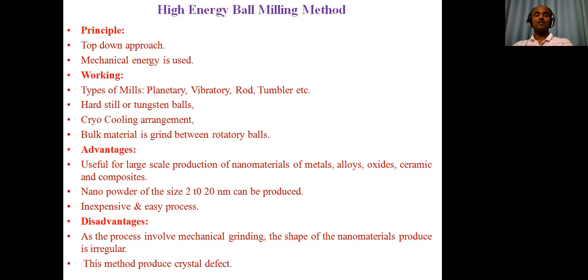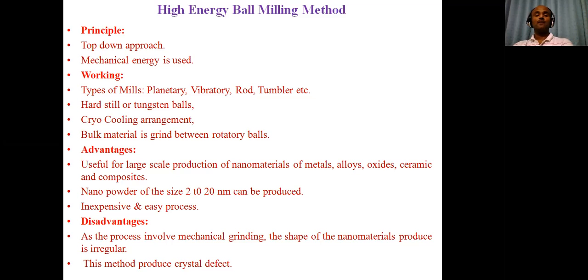First method of synthesis, that is high energy ball milling method. This is basically a top-down approach. That means in this method, a bulk material is provided, and with the help of some mechanical force, mechanical grinding, we convert this bulk material into fine powder, which is further converted into nanomaterial. So this method includes mechanical energy.